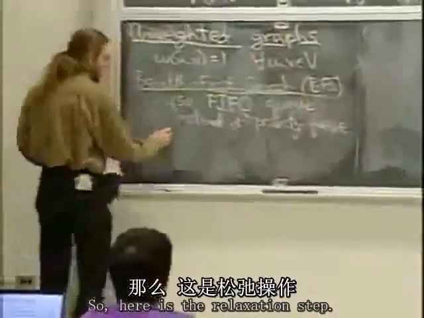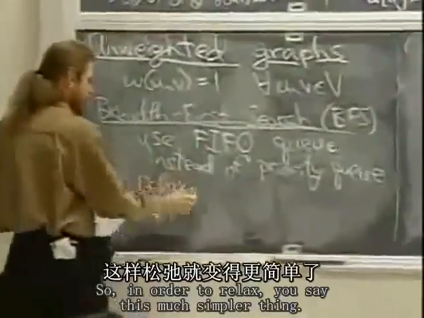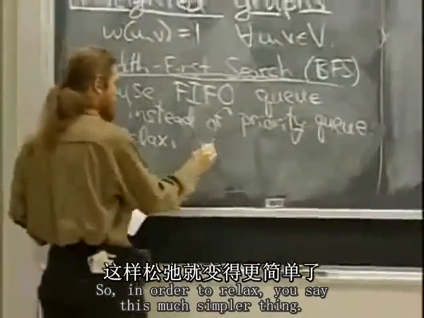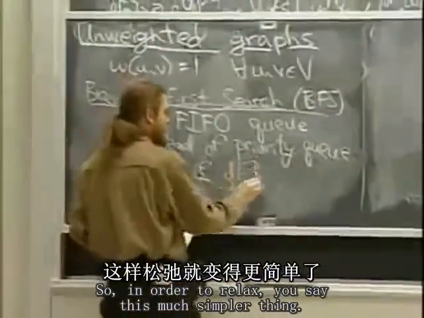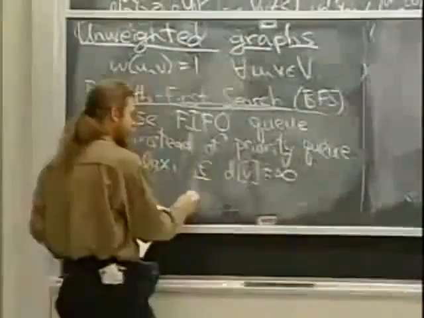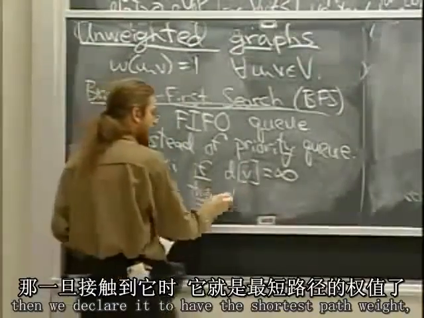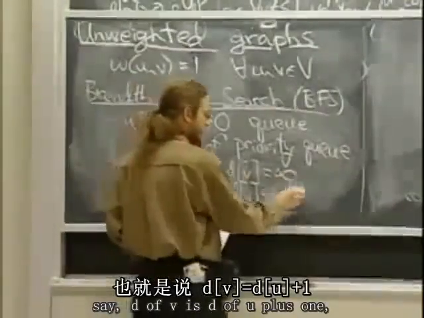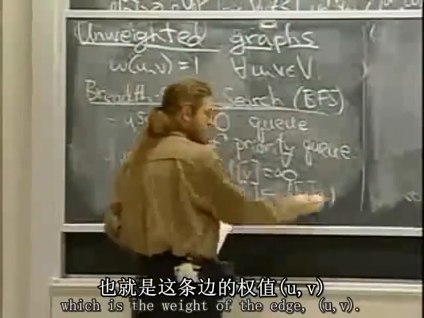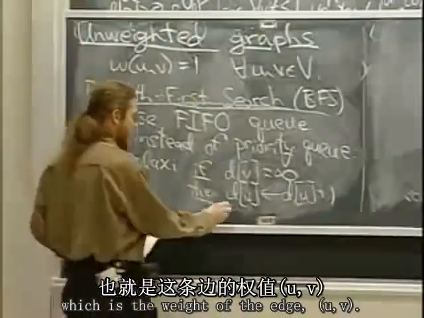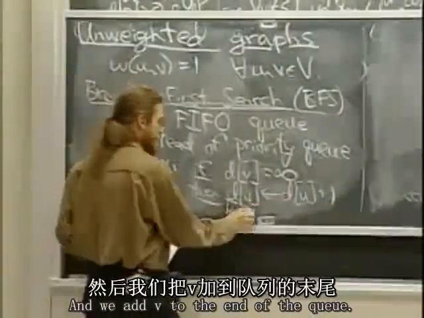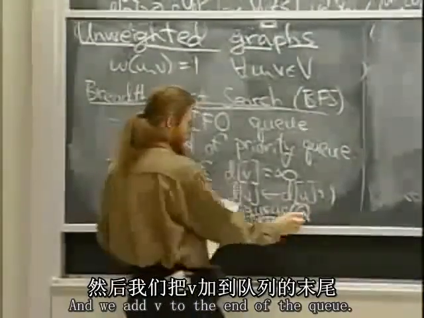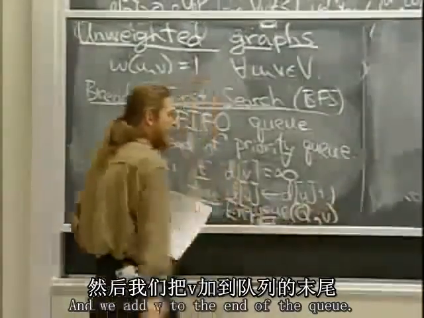Instead of doing decrease key, here's a subtlety, but this if statement changes a little bit. So here's the relaxation step. In order to relax, you say this much simpler thing. If we haven't visited v yet, then we declare it to have the shortest path weight, d of v is d of u plus 1, which is the weight of the edge uv, and we add v to the queue. Add it to the end of the queue.